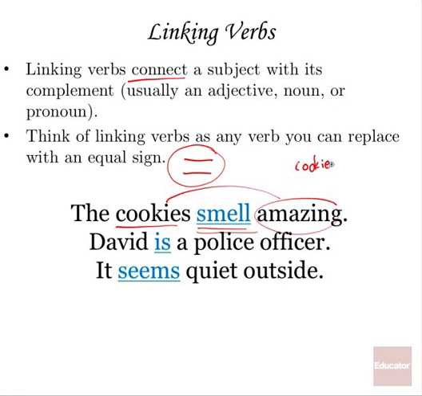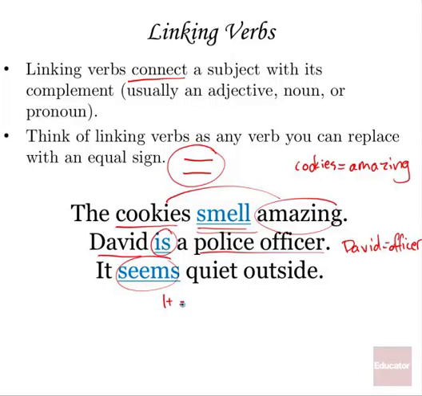Cookies equals amazing. David is a police officer. David equals officer. It seems quiet outside. It equals quiet. A complement is a noun, a pronoun, or an adjective that is described in a sentence as being equivalent to the subject. It's the thing on the other side of the equal sign.